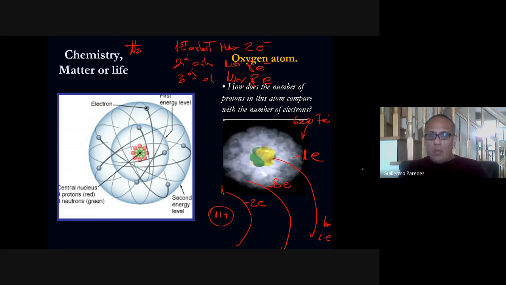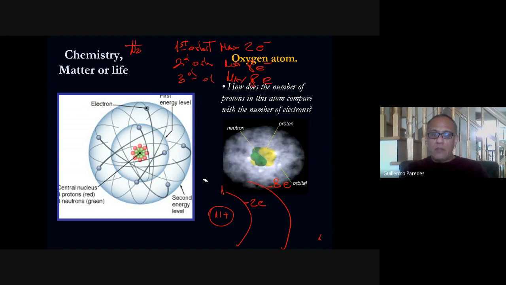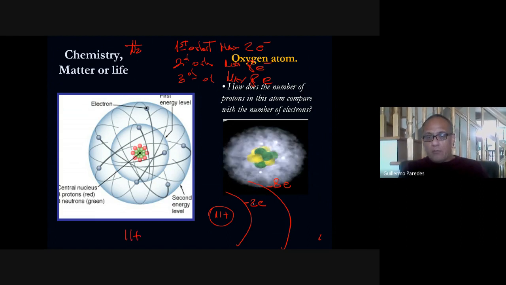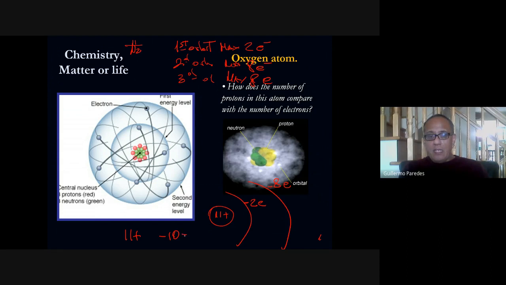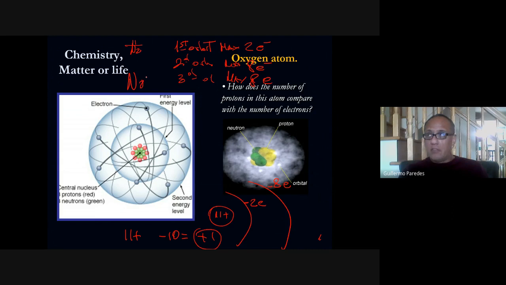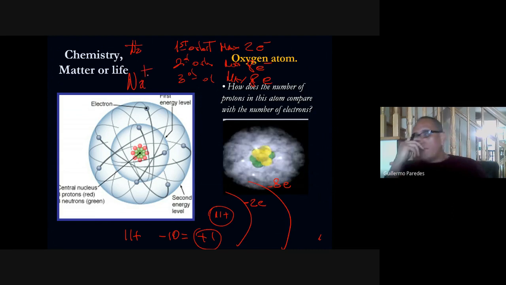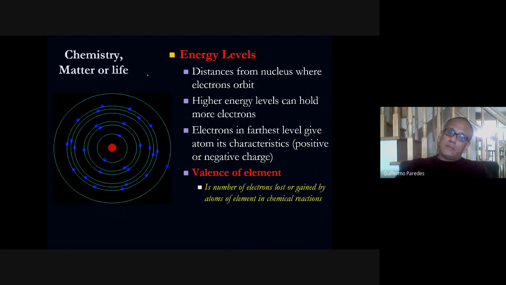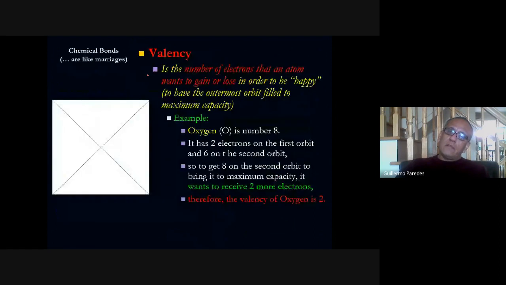So they're going to lose the 1. You lose that electron in the third orbit, and what happened now? You have 11 positive, but you have -2, -8, which is -10. Plus 11 minus 10 is +1. So that's why sodium, when it loses the electron, is going to be sodium positive. Okay? Is that clear? Yes.